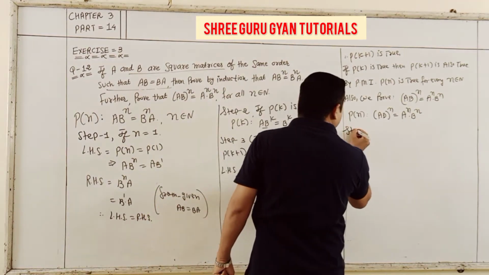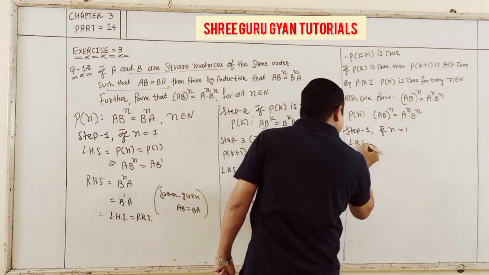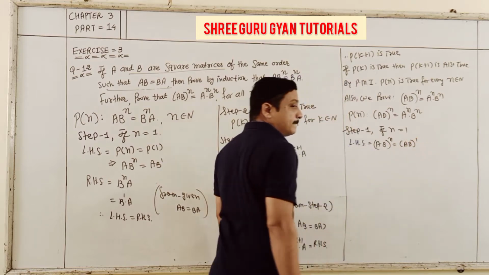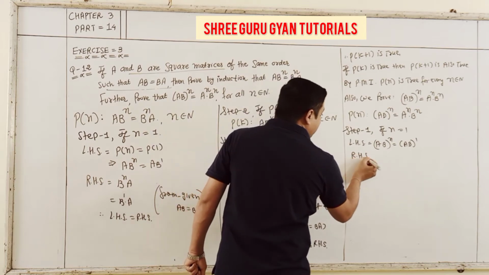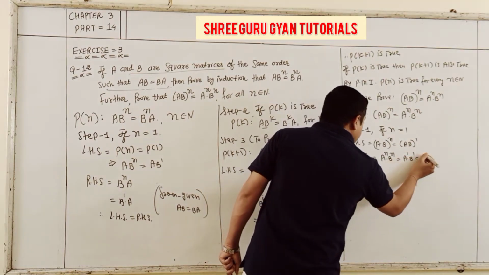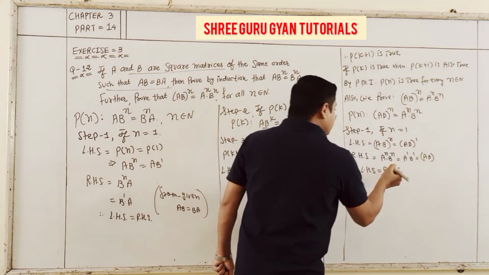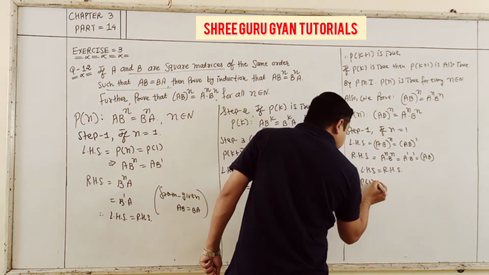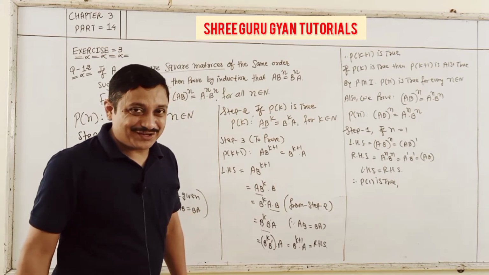So the same doing, step 1. If n is equal to 1, what is the LHS? (AB)^n, which is (AB)^1, and the RHS is A^n, B^n. So A^1, B^1, it is the same, AB. It means LHS is equal to RHS. Confirm they are the same. So we check P(1) is true. That is the first done. Now going to step 2.